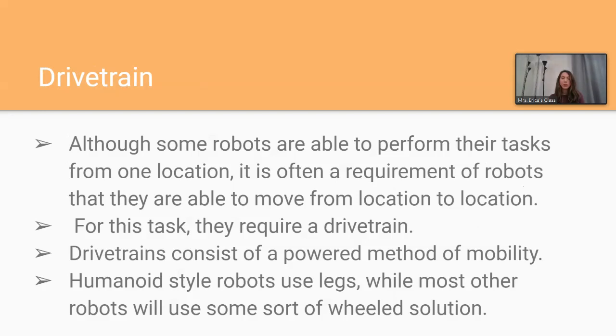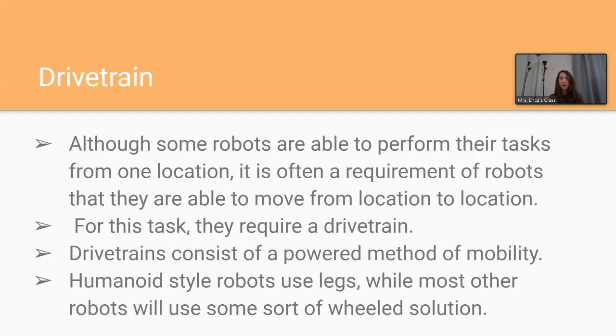So this is really important. Some robots might be able to perform their task from one location, but a lot of the time robots have to be able to move from location to location. And that requires a drivetrain. What does a drivetrain consist of? A drivetrain consists of a powered method of mobility. Mobility means when you say something is mobile, that it can move around. So a drivetrain powers the robot to be able to move around, right?